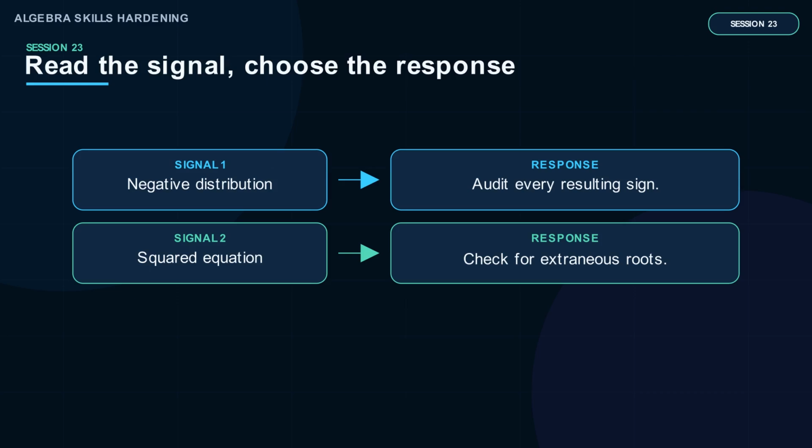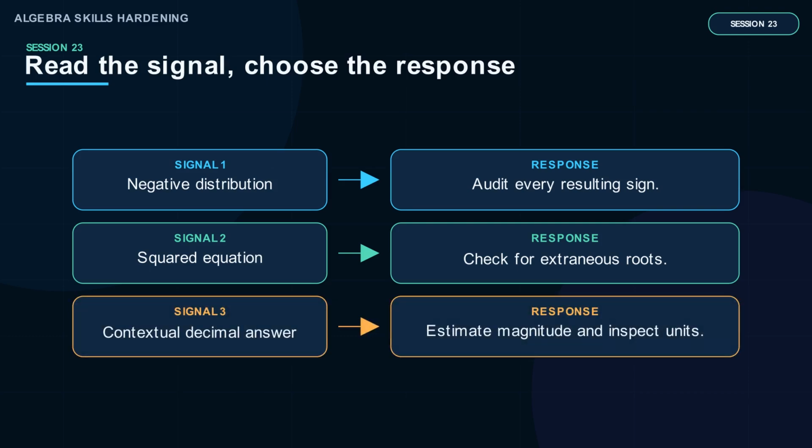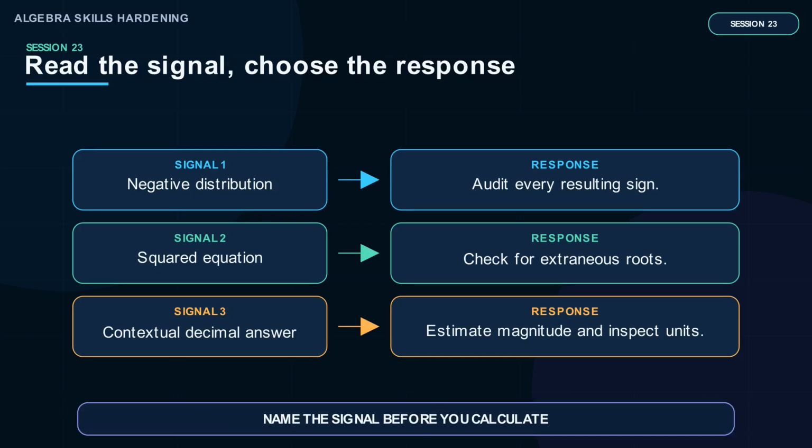Signal 2 is a squared equation. In that case, check for extraneous roots. The form tells you which tool fits. Signal 3 is a contextual decimal answer. Remember to estimate magnitude and inspect units. This separates plausible from valid answers. If you cannot name the signal, slow down. Deliberate classification is faster than repairing rushed algebra.